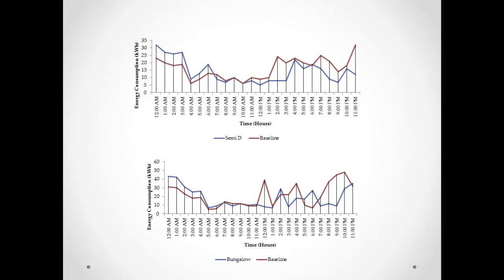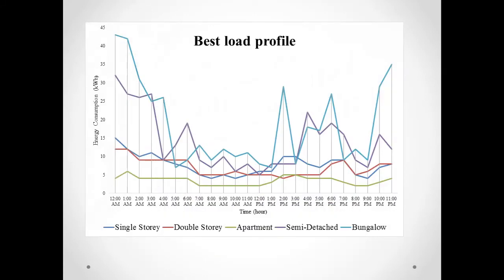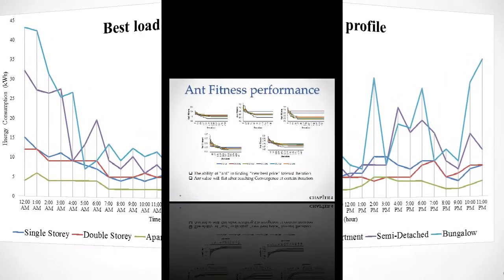For large energy consumption load profiles such as semi-detached and bungalow houses, the pattern behavior is the same by shifting the high energy into 12 am until 6 am and reducing at on-peak time. And this is the compilation of all best load profiles for each house. The pattern in increasing and reducing form is the same as before.